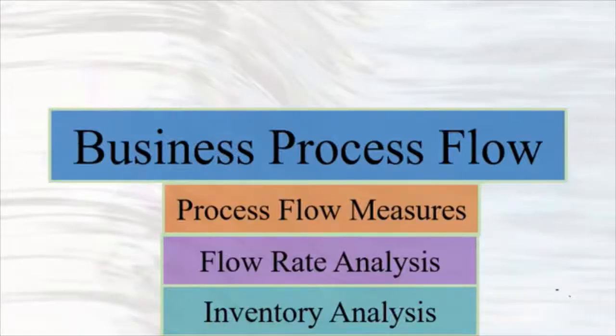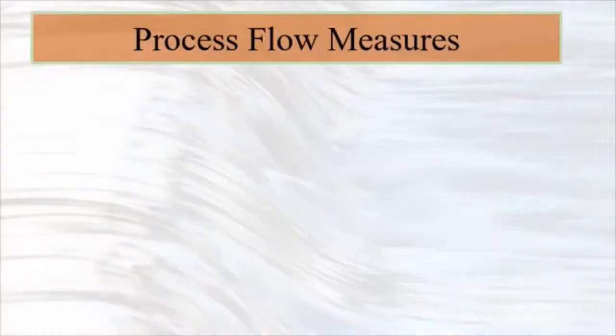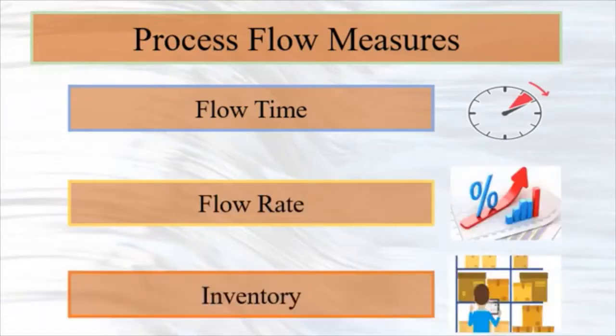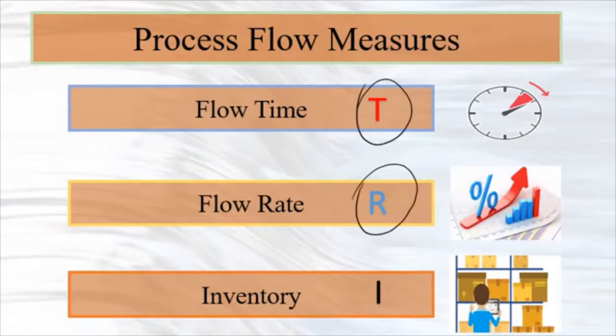So hello everyone. Now this is topic 9, which has to do with process flow measures. What's very important in this topic is to understand the three very important measurements that we will take. The first one is the flow time. So the flow time right here. The second one is the flow rate, which is R, and inventory is I.